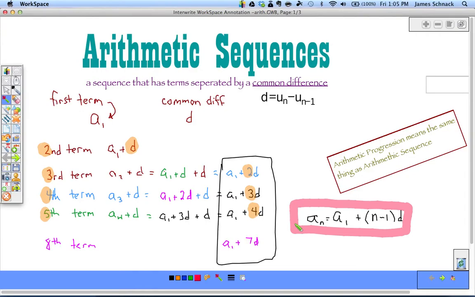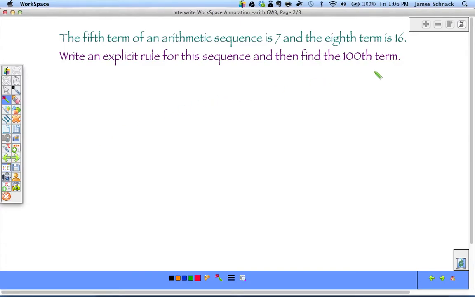And this right here, ladies and gentlemen, this is a wonderful, wonderful thing. Every arithmetic sequence is going to follow this type of rule. So if we know the first term and we know the common difference, we can write an explicit rule very, very quickly, very, very efficiently. Let's do some problems.